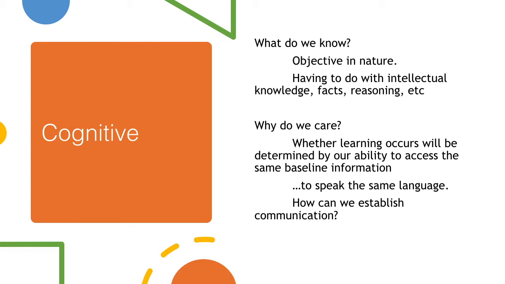And so why do we care about including this domain? Well, obviously, this is what we're trying to learn. But what we need to recognize is that whether learning occurs will be determined by our ability to get to the same baseline information, so that you and your students can speak the same language, so to speak. And I think the question that brings up for us, when we're thinking about our SI planning and being in session with students, is how can we establish communication and agree at the cognitive level what it is that we're talking about?